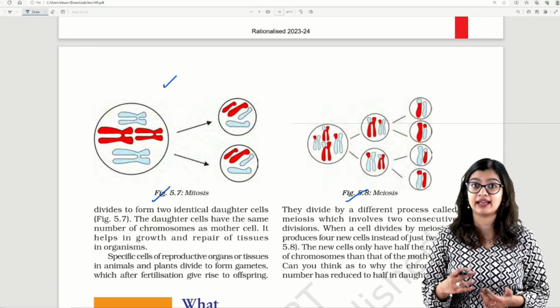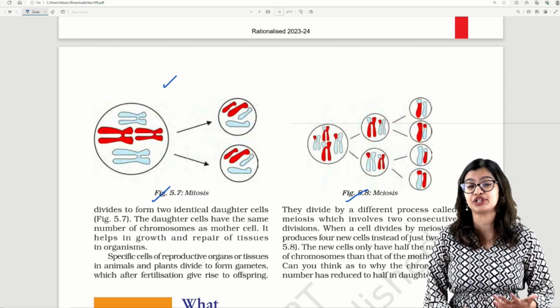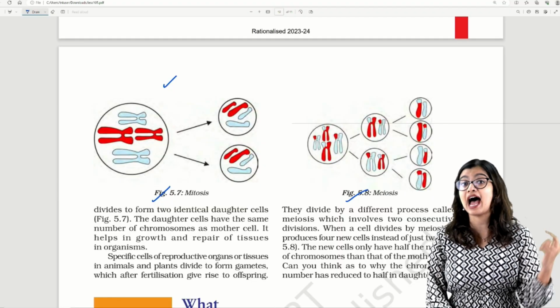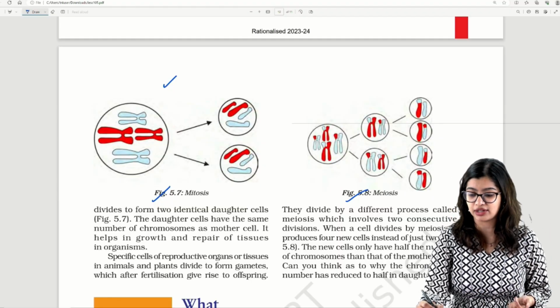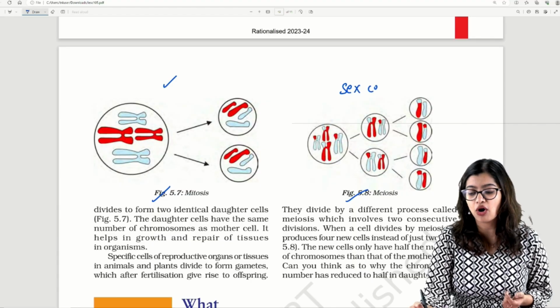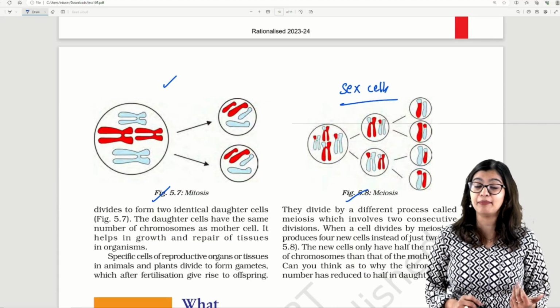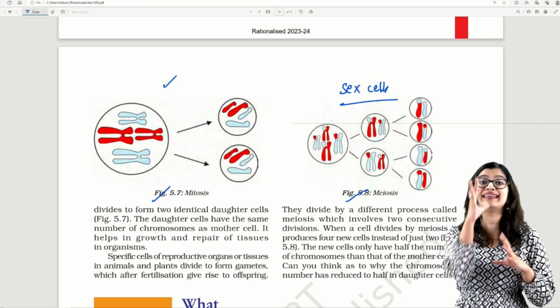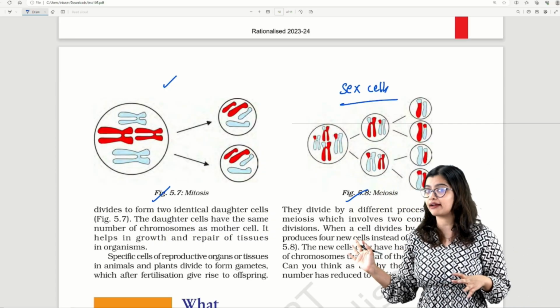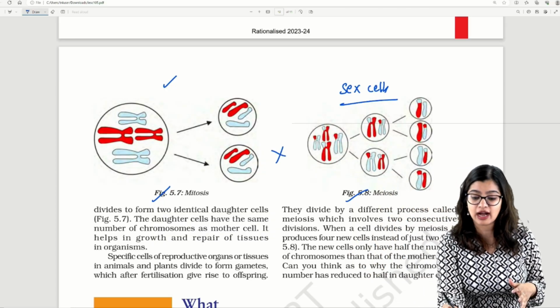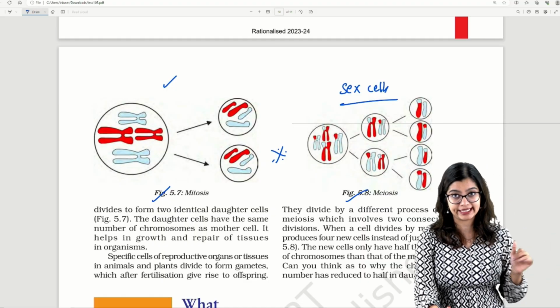On the other hand, they can ask you, okay, can you differentiate between the diagram given above and the kind of cell division that happens in the sex cells or in the gametes? So thereby, you need to be able to write the answers when such diagrams are given to you, right? They are very, very important.